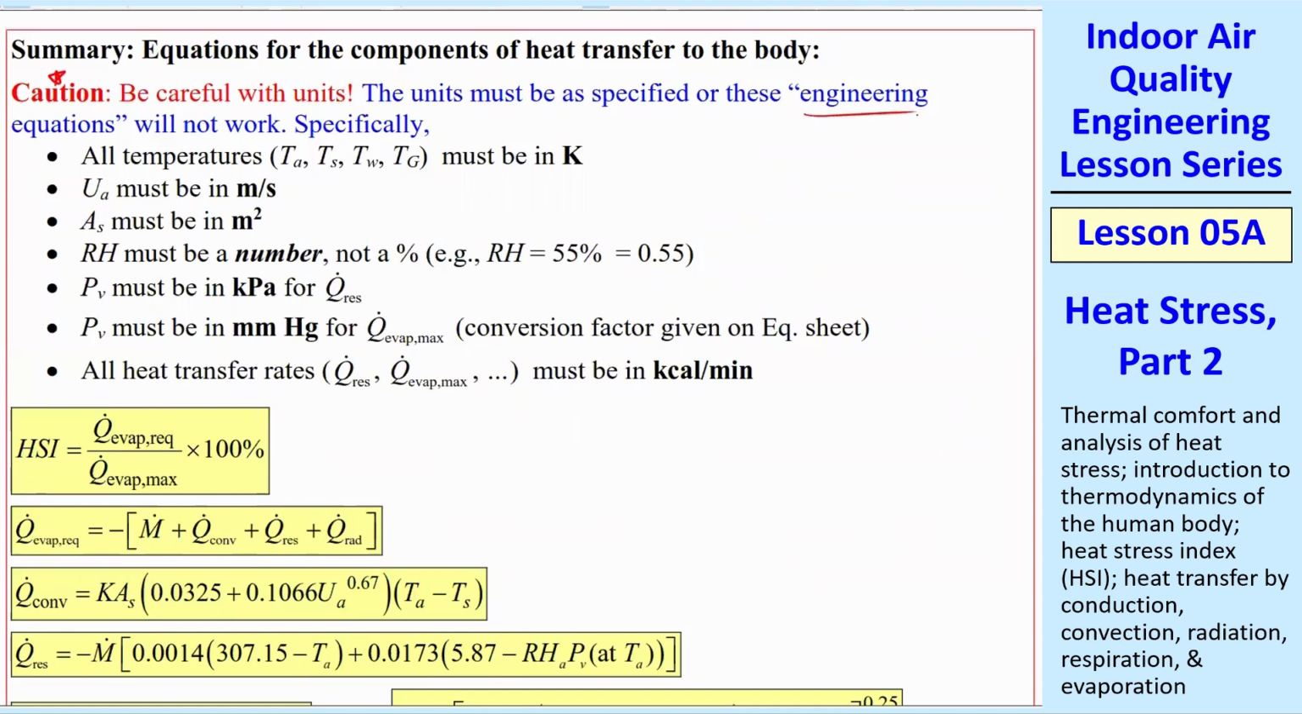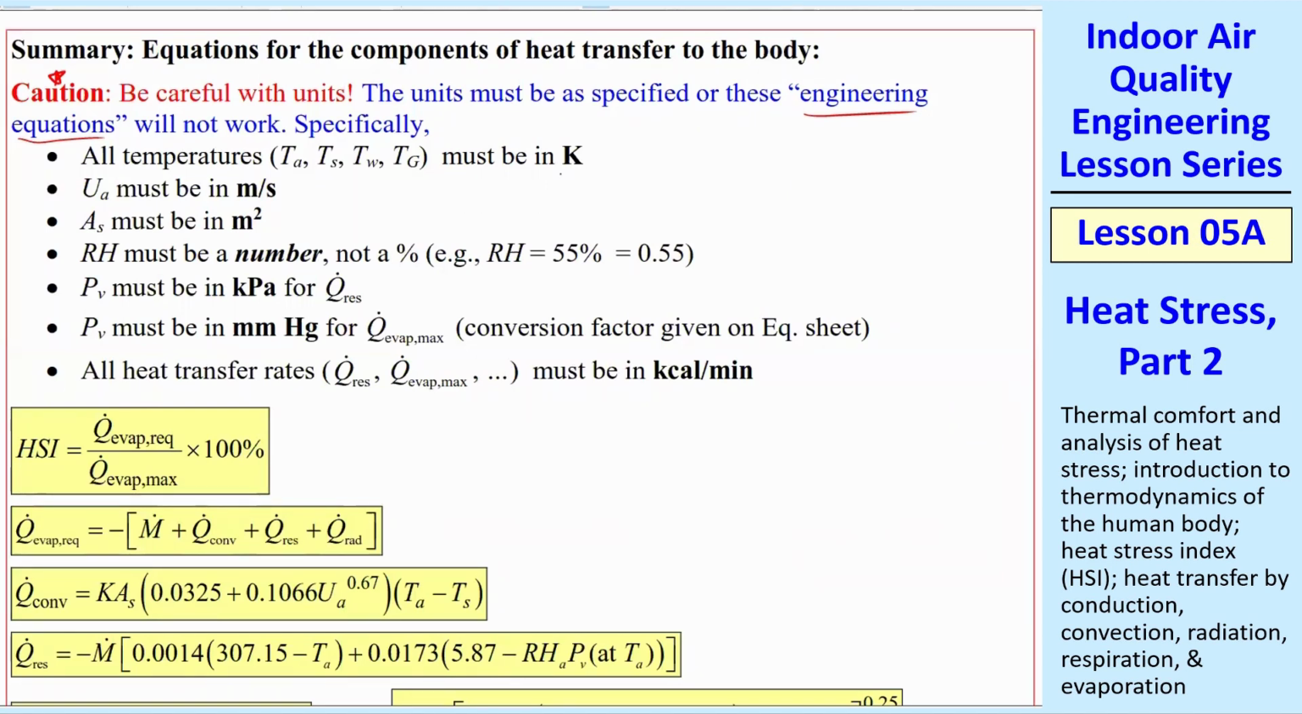These are what we call engineering equations, which I'm not a big fan of. But what engineering equation means is that you have to have all the variables in the correct units in order to get the correct answer. They have all the conversion factors built in, which is nice if you're just going to plug in numbers, but you have to be very careful that you're putting in the right units.